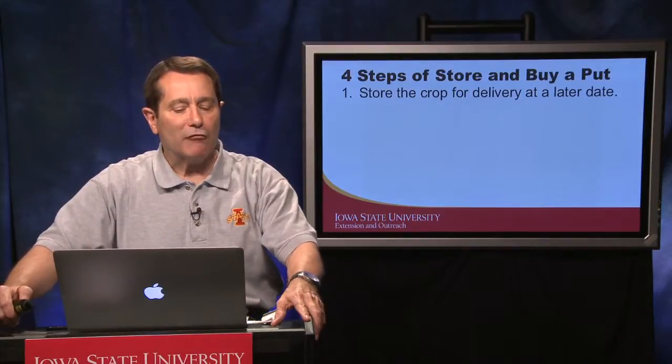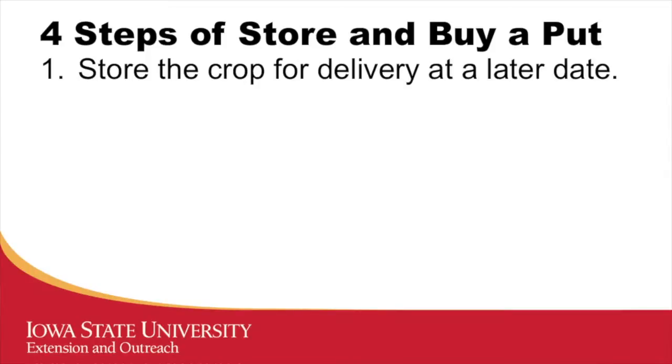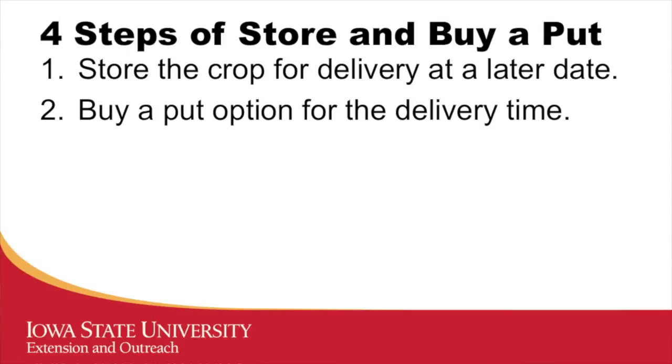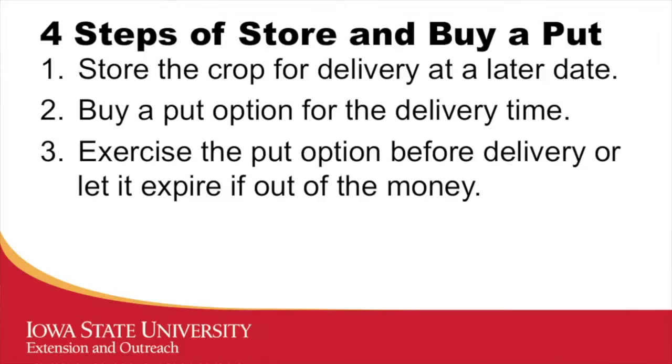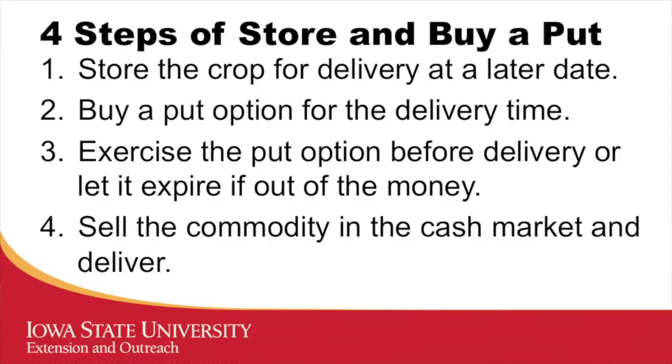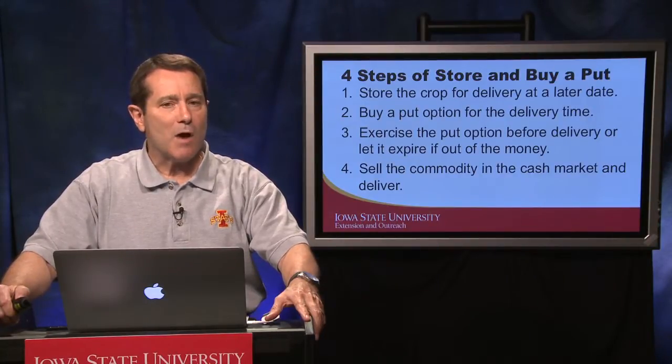Let's take a look at the 4 steps of store and buy a put. Let's store the crop for delivery at a later date. Buy a put option for a delivery time. In other words, we're designating a contract month as well as a strike price. Then we'll exercise the put option before delivery or let it expire out of the money. And lastly, we'll sell the commodity in the cash market and deliver. So we've protected ourselves against lower futures prices. Then we sell the cash commodity.